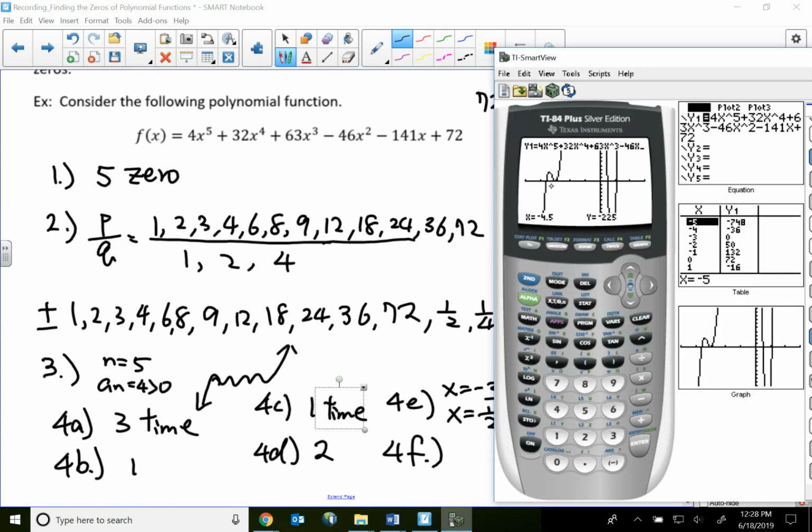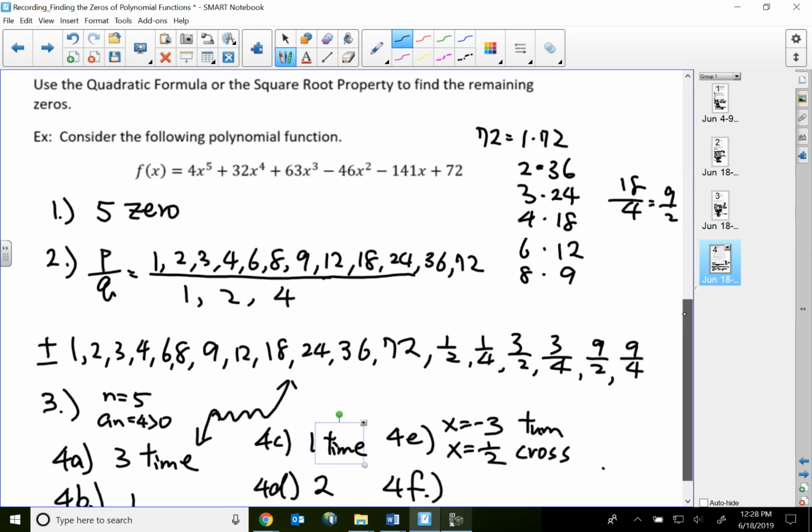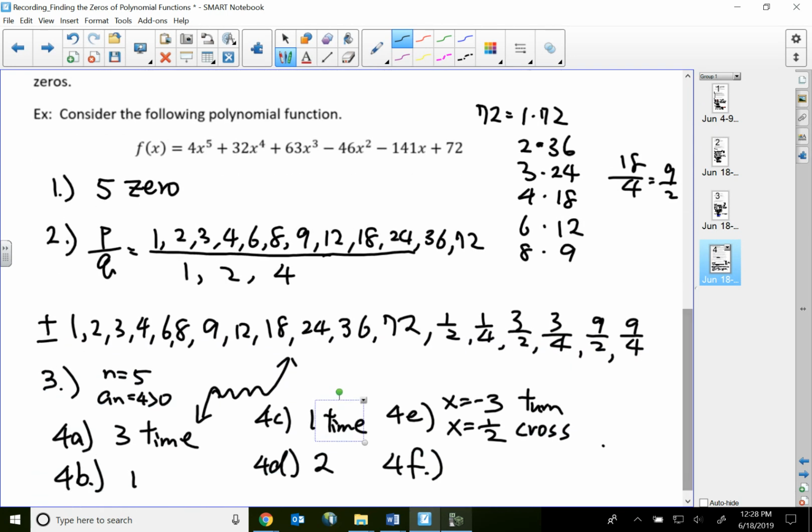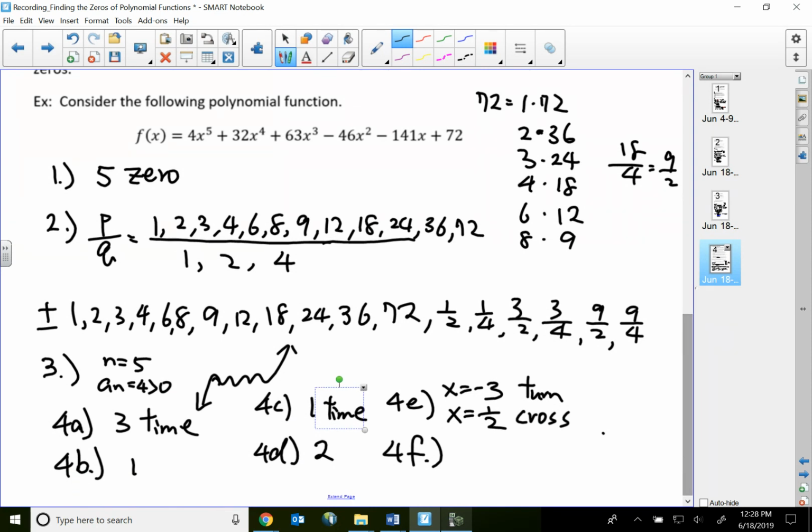Okay, I'm looking at the two zeros. It crossed over the x-axis, but I cannot find them from the table or from the second calc. So what does that tell me? It tells me that they're going to be irrational zeros, because irrational zeros are real zeros. Real zeros, you can see them on the graphing calculator where it crosses over the x-axis. So right now I am anticipating that the last two zeros are going to be irrational zeros.